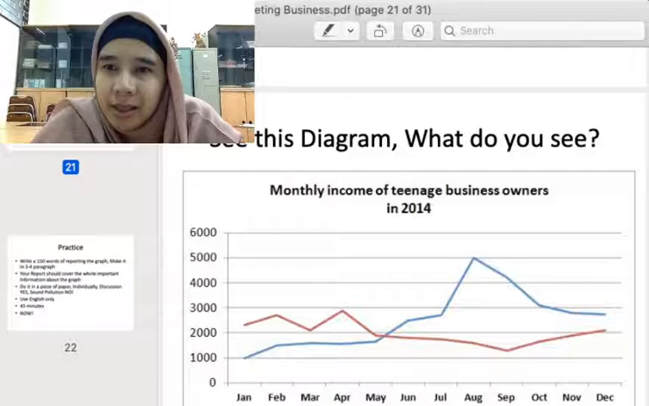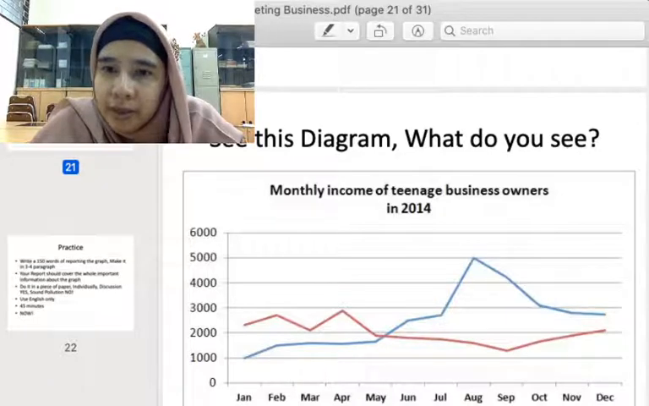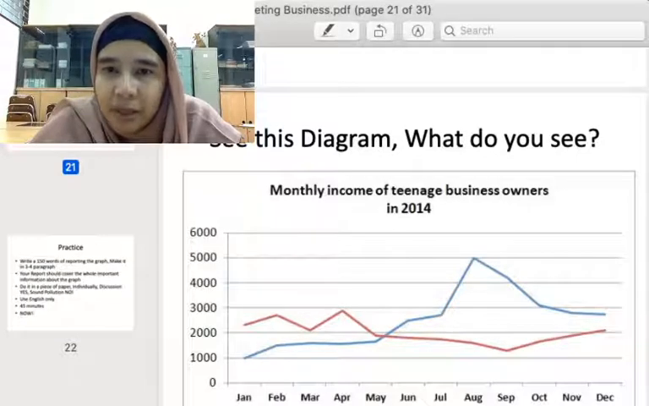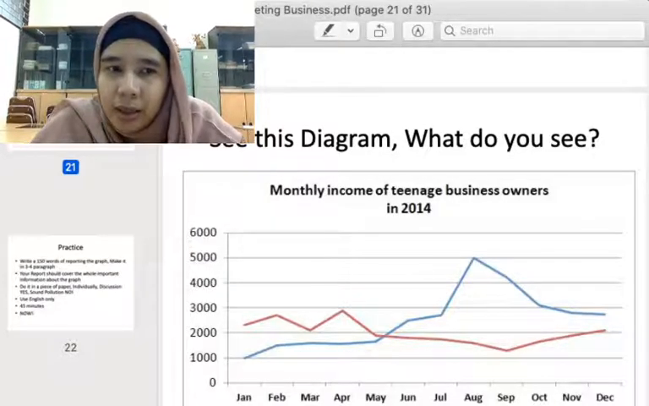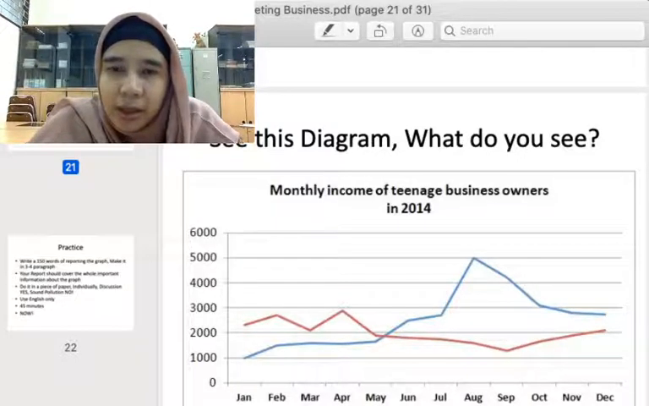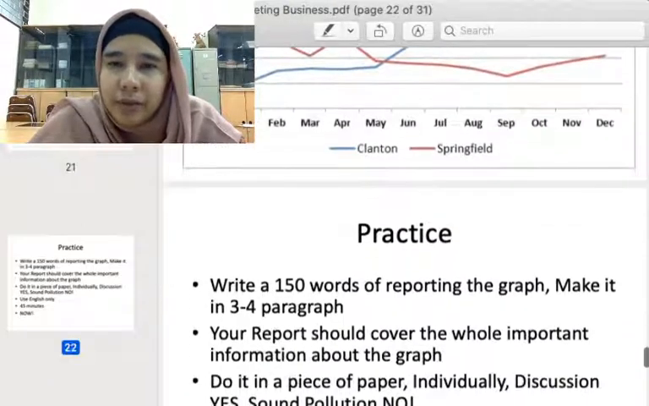As you can see, this is the highest here, highest 5,000. Okay, kemudian the lowest ya di sini 1,000 aja, and it started from the Clanton. Okay, it means from the start, Clanton itu start with the lowest one, and then Springfield start higher than the Clanton one.